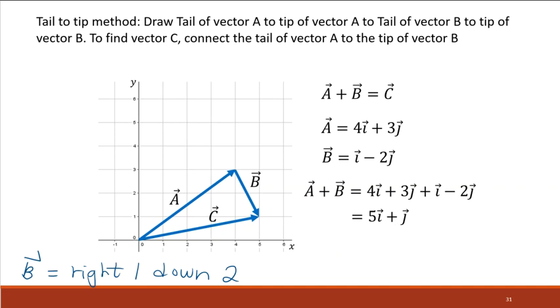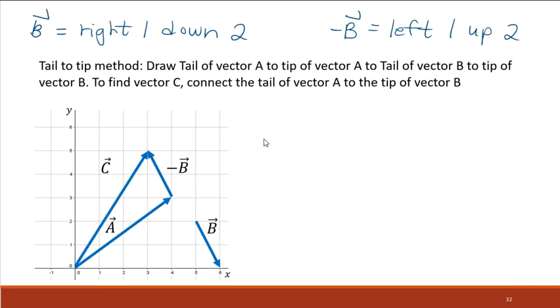Now you likely will be asked, how about a minus b? If this is b, then negative b is just 180 degrees in the other direction. It's the opposite direction. So if vector b is right 1 down 2, then negative vector b equals left 1 up 2. So it switches direction. Right is changed to left, down is changed to up. So it's up 2, left 1.